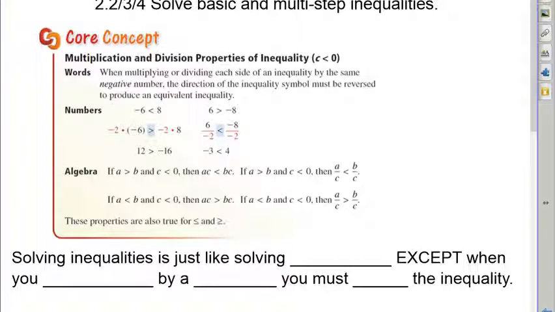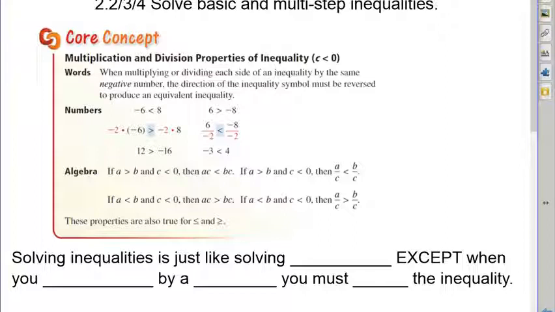There's one core concept that we need to know. It happens when we multiply or divide an inequality by a negative. Now, other properties in algebra, like the addition property, subtraction, multiplication property, all of these work just the same as in an equation. I can add, subtract, multiply, or divide both sides of an equation by the same thing and get a new equivalent equation. Same goes for inequalities, except this difference with negatives.